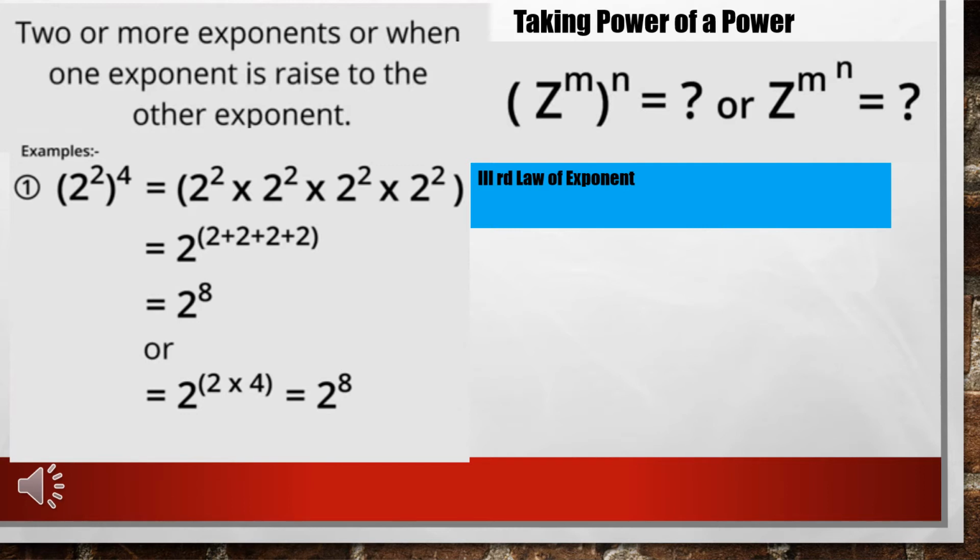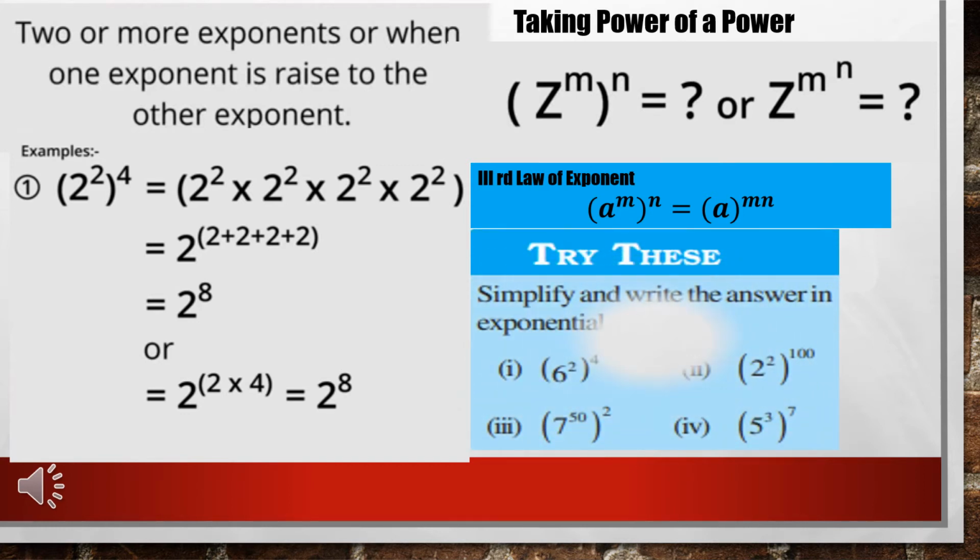From this, we can generalize for any non-zero integer a, where m and n are whole numbers, a raised to m, the whole raised to n, is equal to a raised to m into n. Let us try this question. Simplify and write the answer in exponential form.